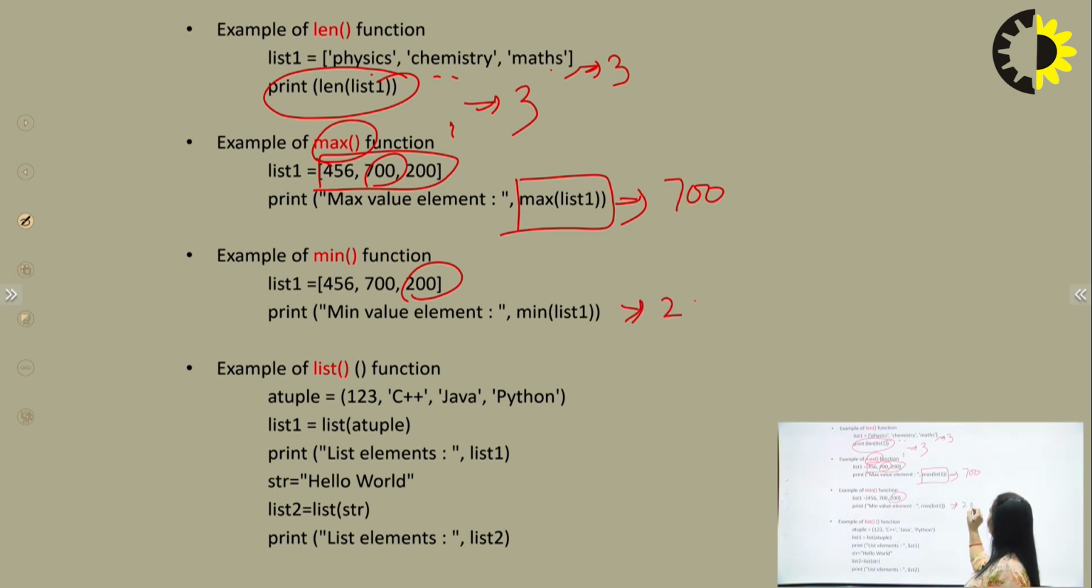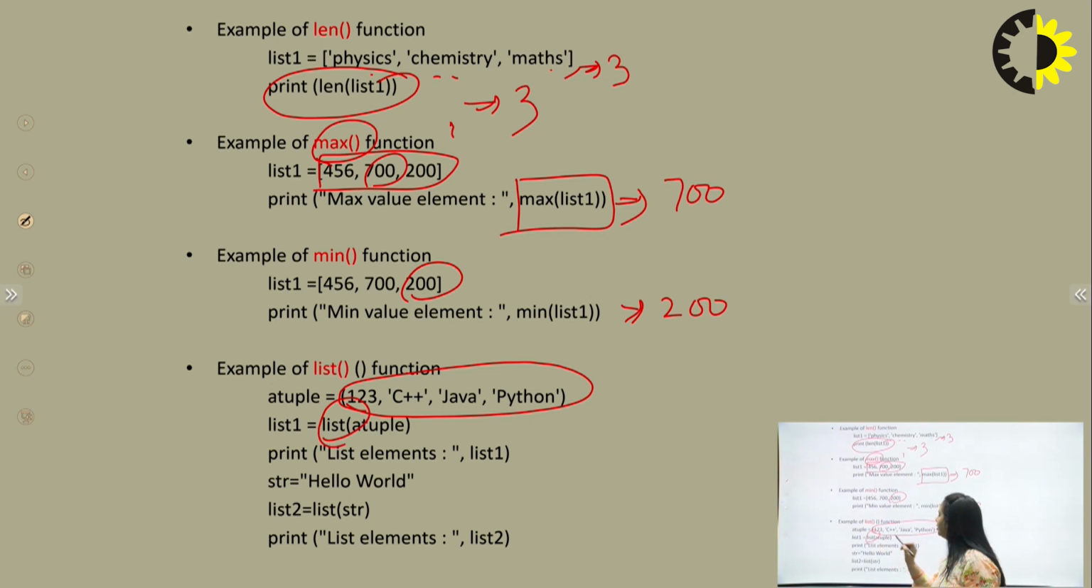Output will be 200. Next, this is our tuple, and if we want to convert this tuple into a list, I can use the list built-in function. With the help of this it will be converted into a list, and so on.